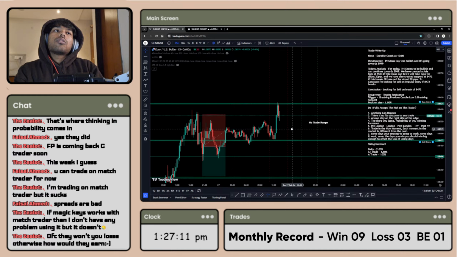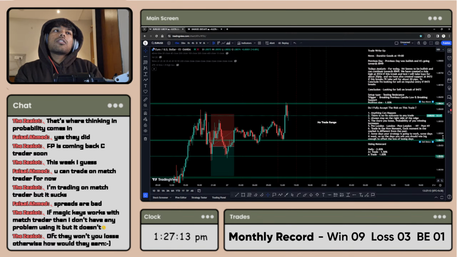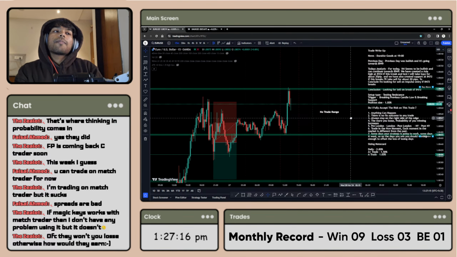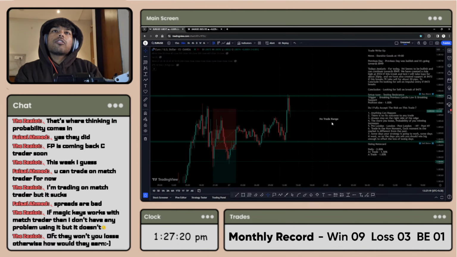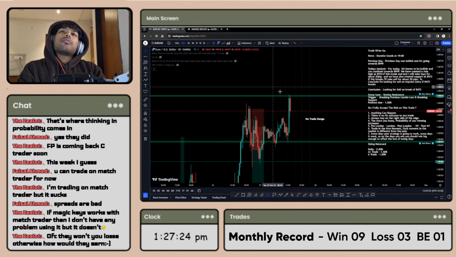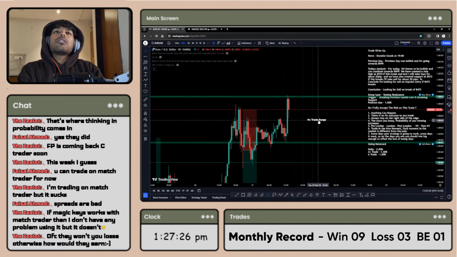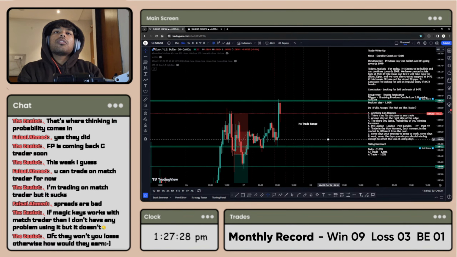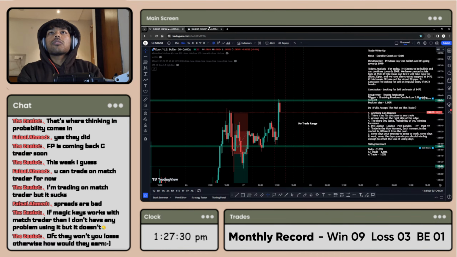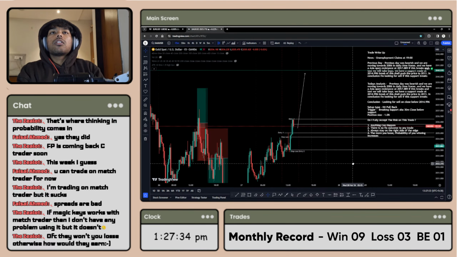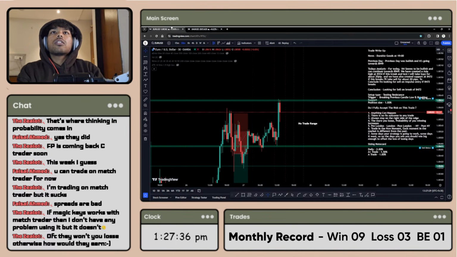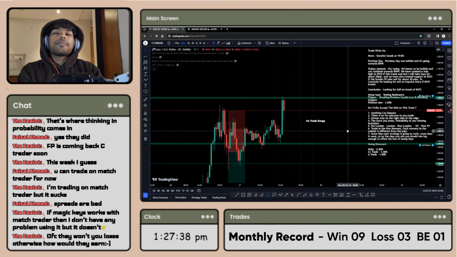Okay, so we have 2 minutes left till London opens, and we have created some kind of support right here. I don't think it's major enough to be considered because it's 15 minutes. So let's just wait and see how this one plays out. Over here at the gold pair, we are seeing a bearish candle as well. So yeah.